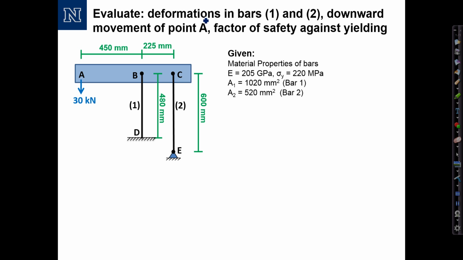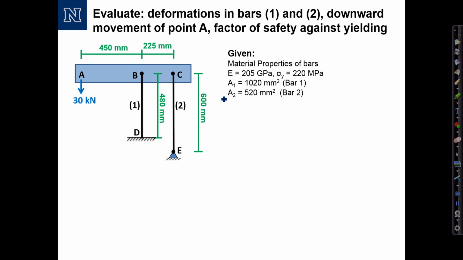Ultimately, we're asked to evaluate deformation in bars 1 and 2, downward movement of point A, and a factor of safety against yielding in each of the bars, which is also going to require us to consider the stresses. We're given the material properties of the bars, elastic modulus and a yield stress, the areas of the bars, and then all the information in the picture.